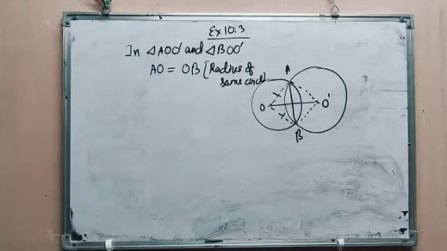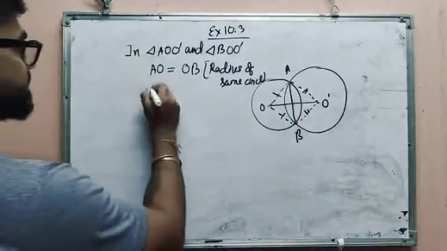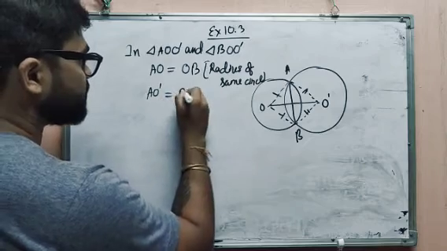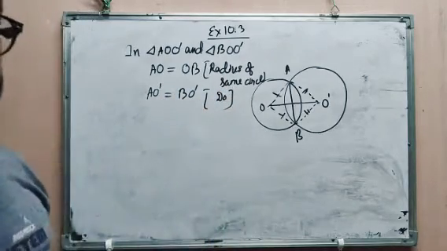Secondly, you can say AO dash equal to BO dash. This is also the same condition. This is also the radius of the same circle.